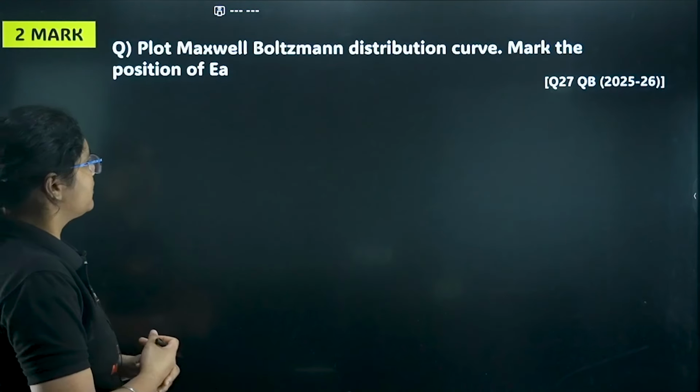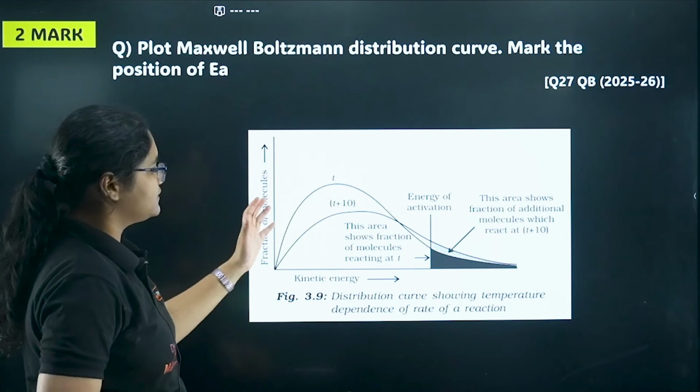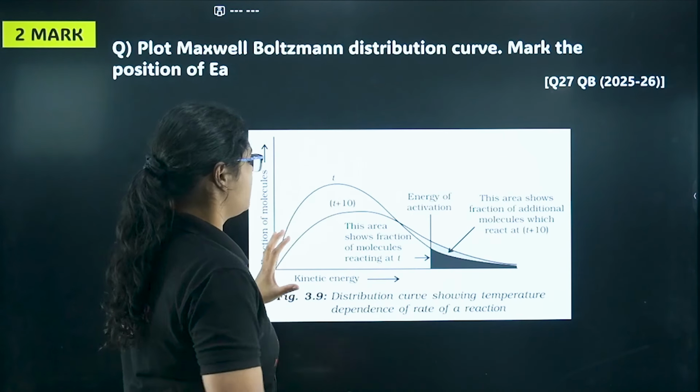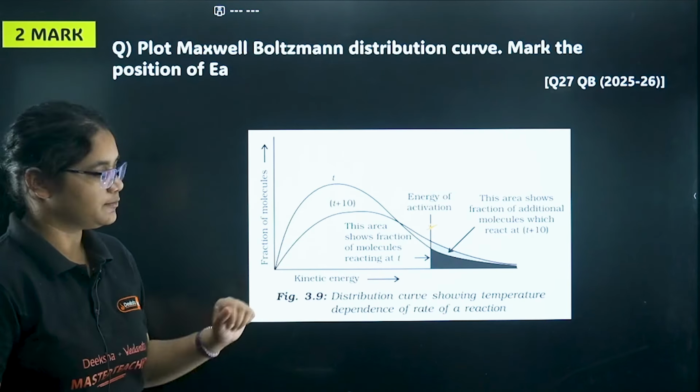Next, plot the Maxwell-Boltzmann distribution curve and mark the position of EA. So you can see this is the Maxwell distribution curve, and here you have to mark the position of activation energy. Okay.